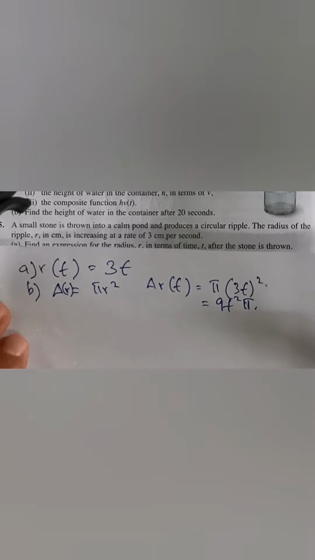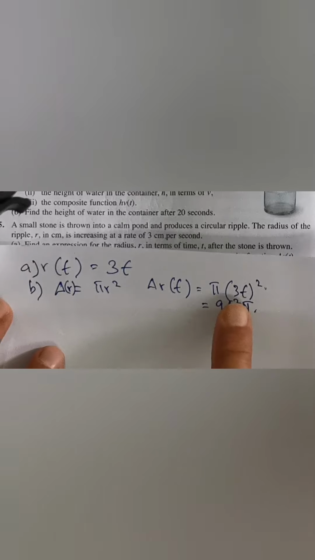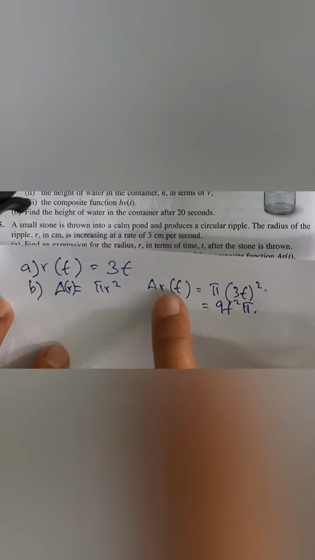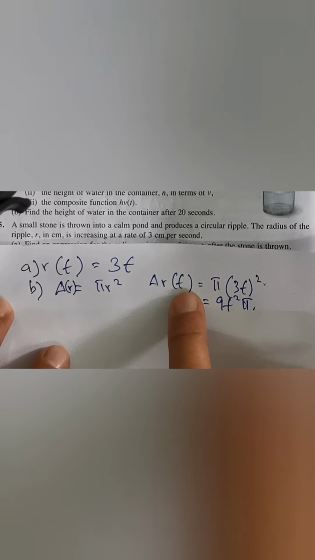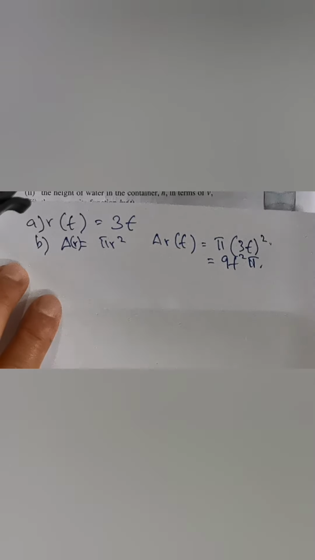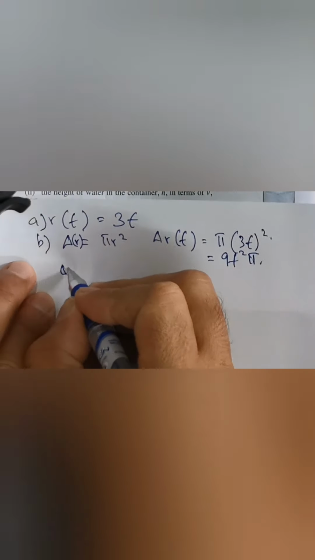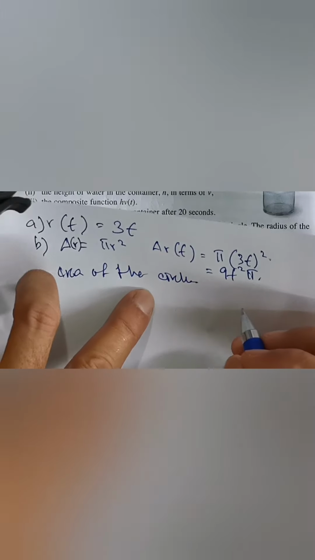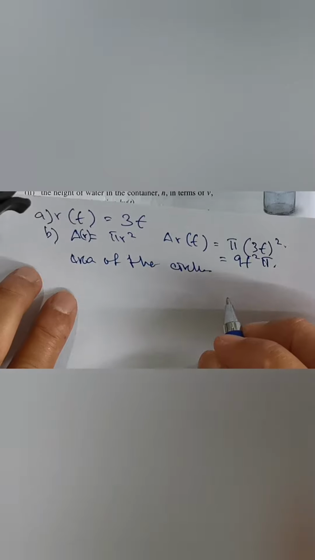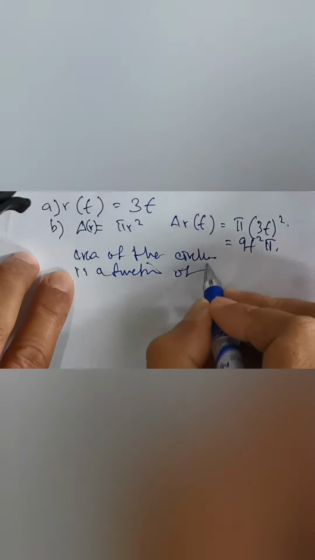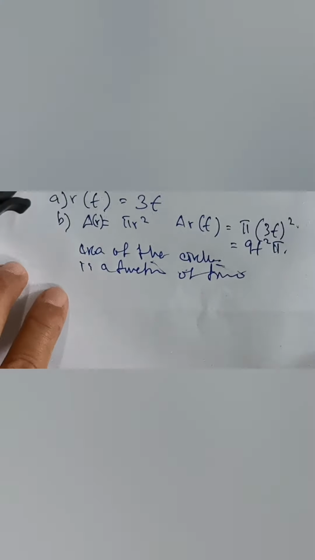So what is the meaning? The meaning is the area of the circle will be affected by the radius, and the radius is affected by the time. So in other words, the area of the circle is a function of time.